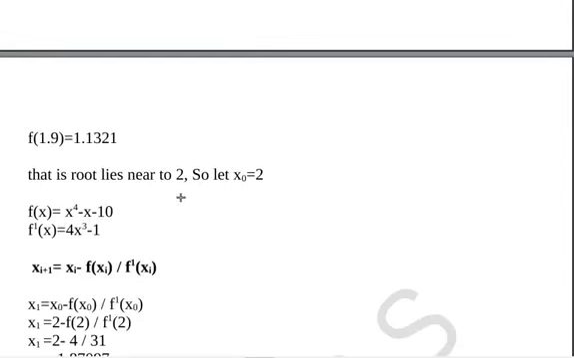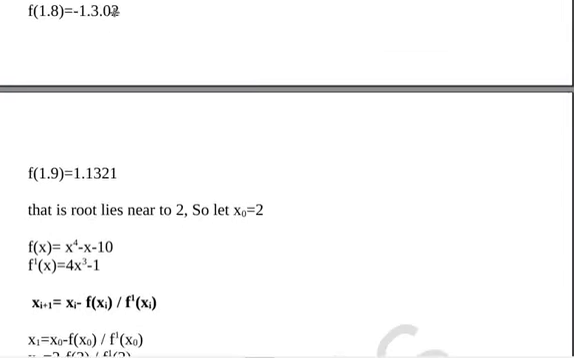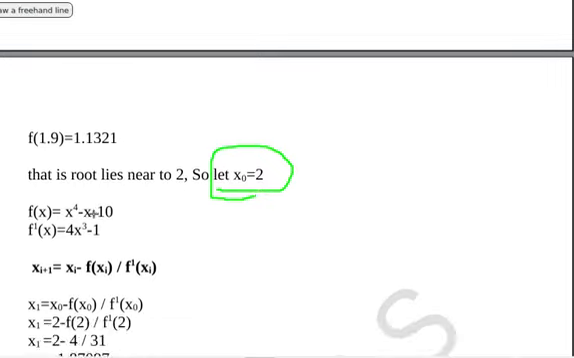So the root lies near 2, that is where the transition happened. So I can take x0 as 2. My initial solution x0 I am taking as 2. My f of x is x raised to 4 minus x minus 10, as given.